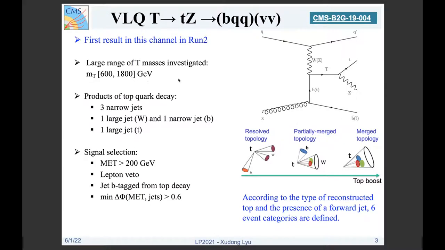We can use the information of the neutrinos to reconstruct the Z. For the top, three different topologies are considered. The top quark decay products can be reconstructed from three narrow jets, or one W jet and one b jet, or identified as a single top jet. In the signal regions, we further demand that MET is greater than 200 GeV, no lepton, one b jet, and the minimum delta phi between the MET and jets greater than 0.6.